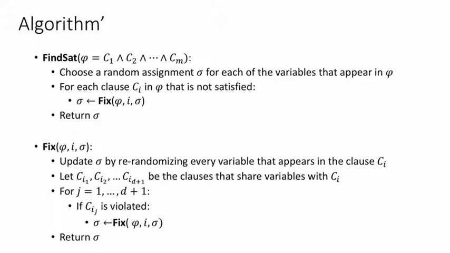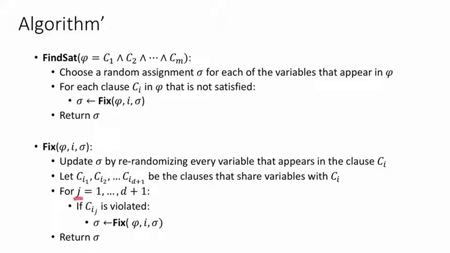Okay, so what does the procedure fix do? Well, it's down here. So this is a recursive procedure. So fix is called on a formula phi, a clause index i, and an assignment sigma. The first thing it's going to do is to update sigma by re-randomizing every variable that appears in the clause ci. Then, it's going to look at all of the other clauses, at most d+1 of them, that share any variables with ci. Here, we're using the assumption that at most d+1 clauses, including ci itself, share any variables with ci.